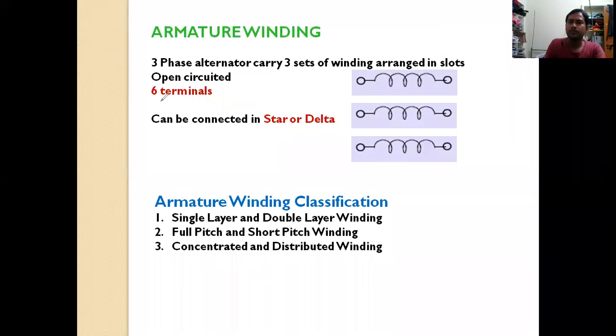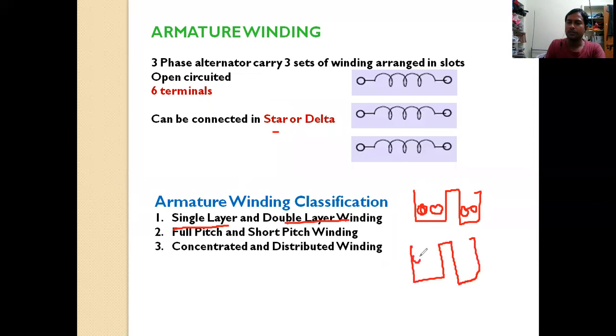So this is single layer and double layer. These are the slots. If you use only one layer, this is single layer winding. If you use one row, it is single layer; if you use two rows, this is double layer. If you use three rows, that is triple layer, like this. Multiple layer, double layer, triple layer, whatever it may be. This is used for high voltage.